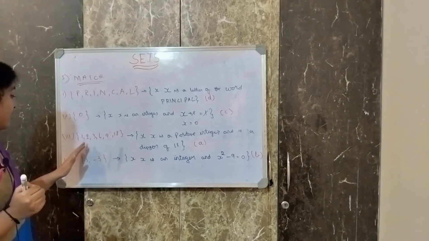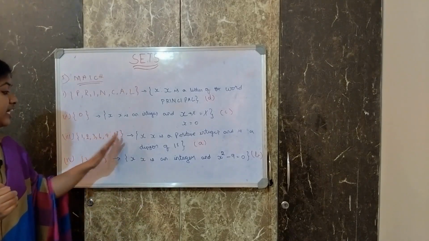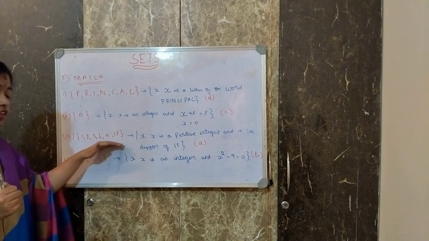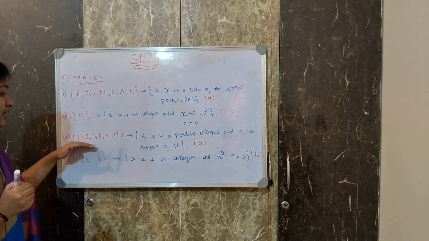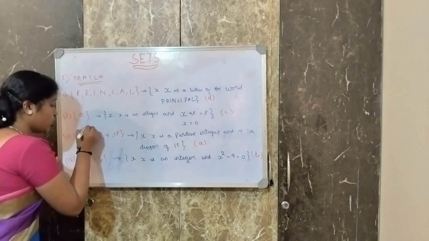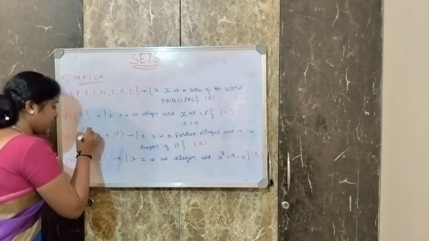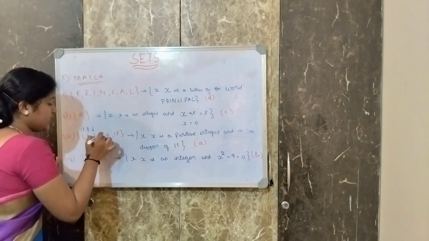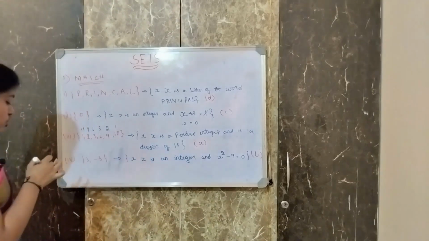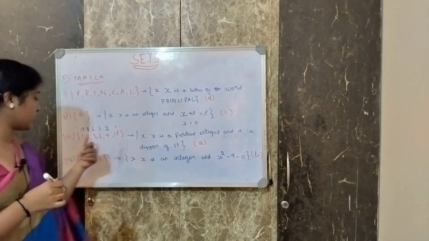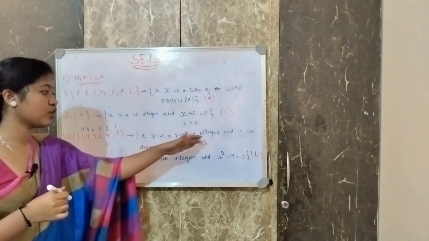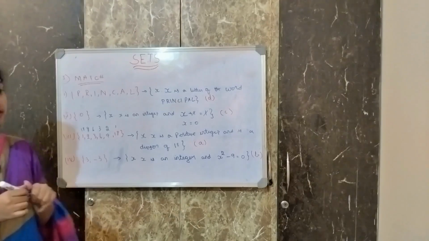The next one we have 1, 2, 3, 6, 9 and 18. So what can we see from these numbers? They are nothing but the divisors of 18. So 1 18s are 18, 2 9s are 18, 3 6s are 18, 6 3s are 18, 9 2s are 18, 18 1s are 18. So option A matches with the third one properly. So the set of all x such that x is a positive integer and is a divisor of 18.